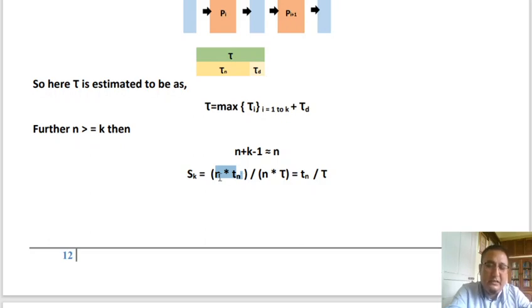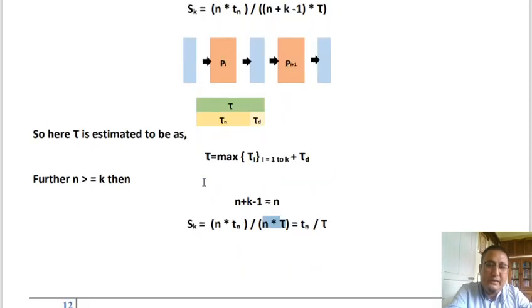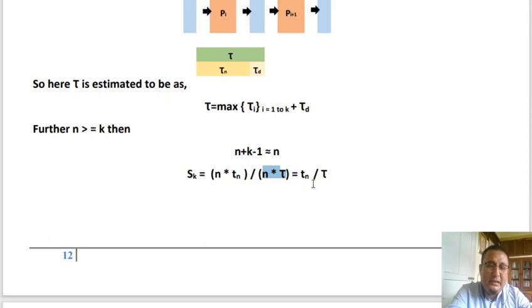So this is the execution of n instructions in a non-pipeline architecture, n into tau. Here n plus k minus 1 is being replaced by n, so n into tau. So n cancels each other. So the speed up ratio can be expressed as Tn by tau.